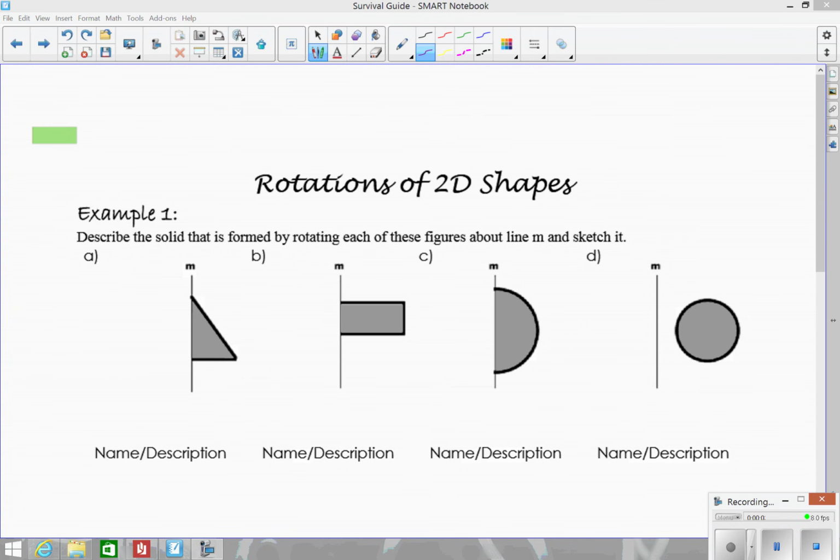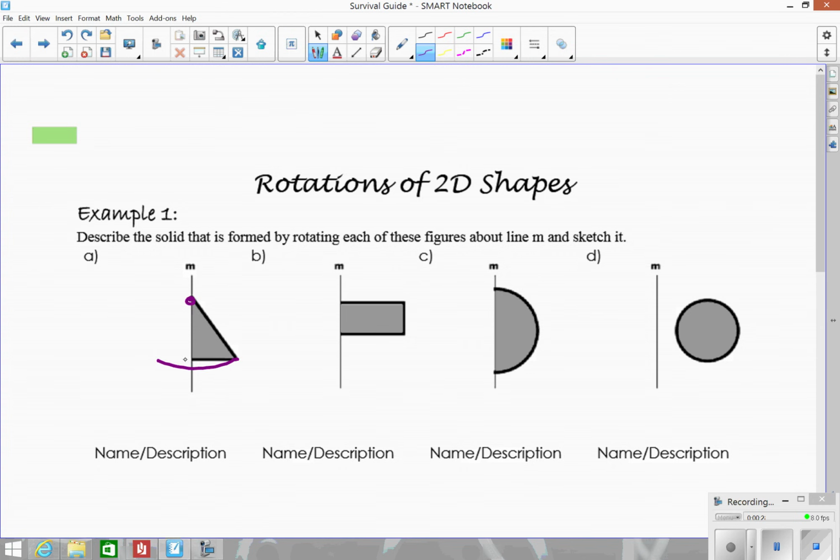In example 1, you're asked to describe the solid that's formed by rotating each of these two-dimensional shapes along this line M, or around line M. So whenever I take a triangle and I'm rotating it around the line, what's going to happen is this point up here is going to stay in place, but the bottom here will basically come all the way around.